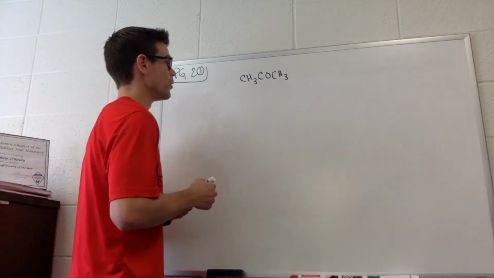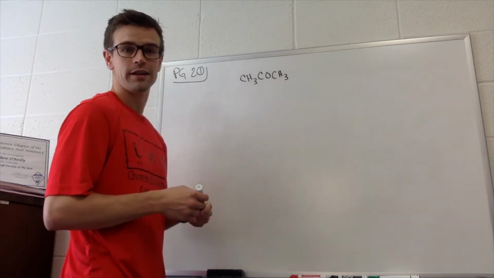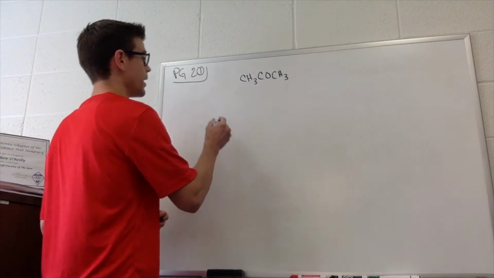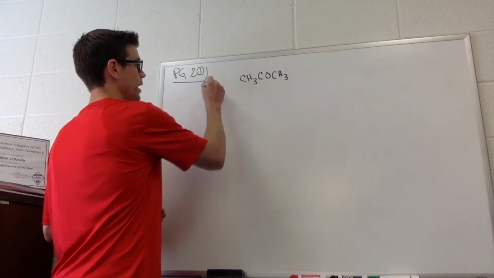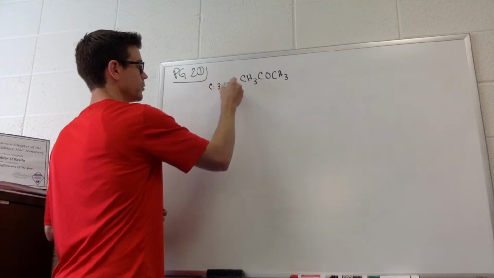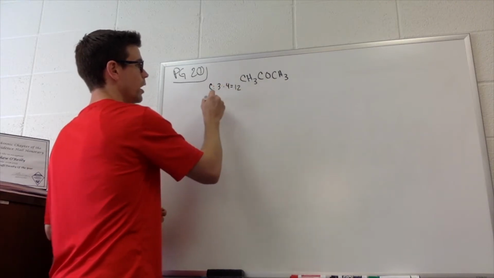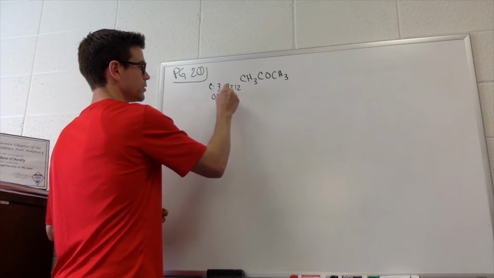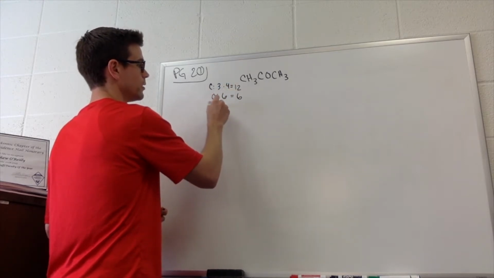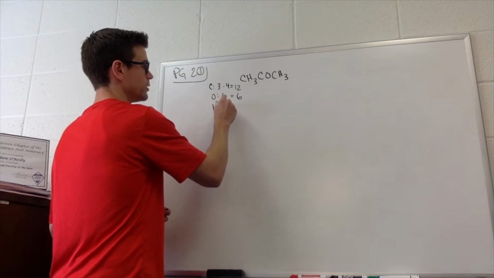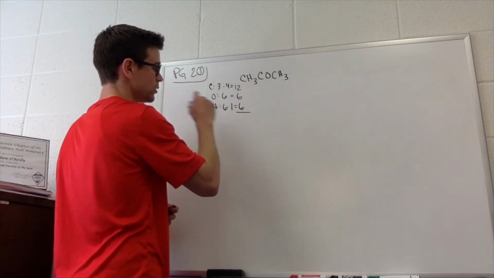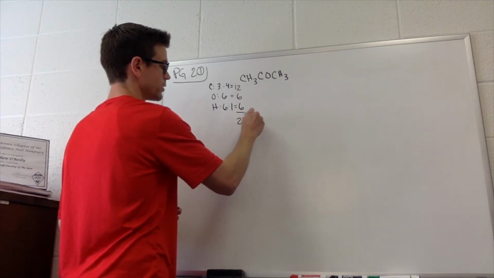Okay, so first, let's make sure we have the right number of valence electrons. So we have carbon, we have 3 of them, 1, 2, 3. So 3 times 4 equals 12. We have an oxygen for 6 electrons equals 6. And then we have 6 hydrogens, 1 each, 6. So that's 24 valence electrons.